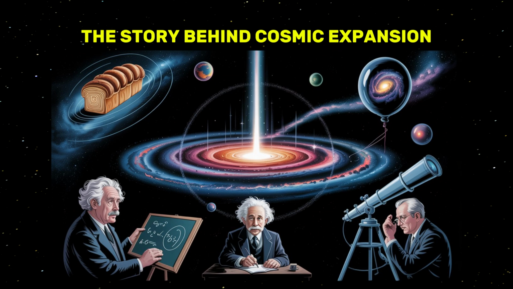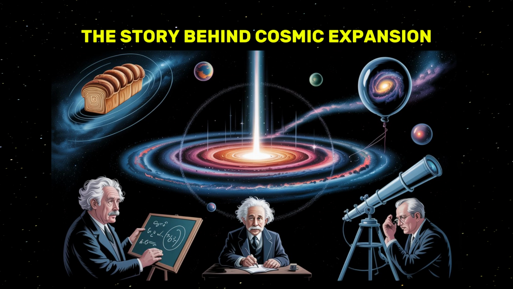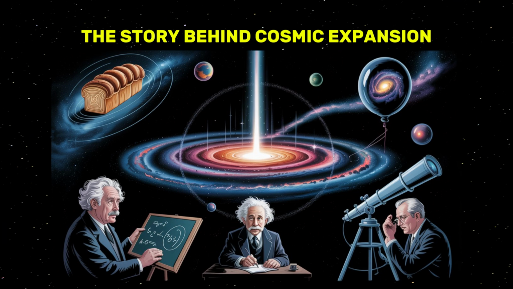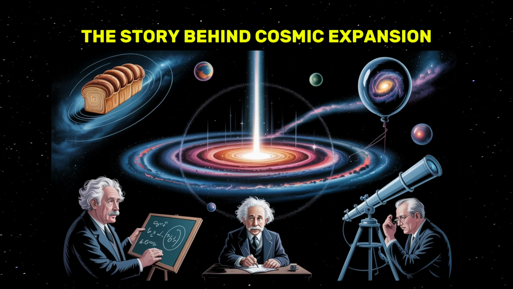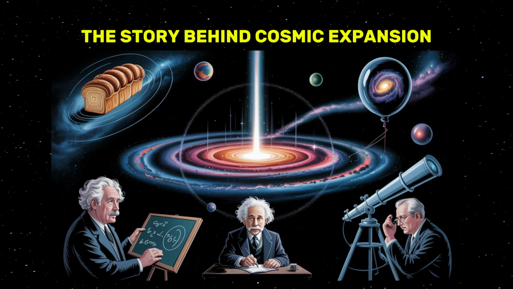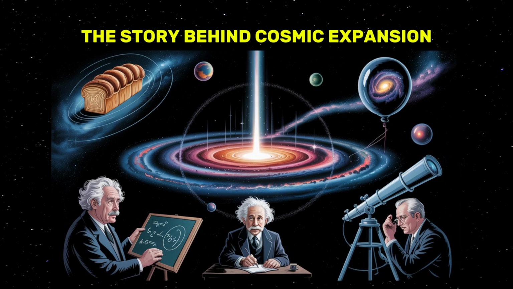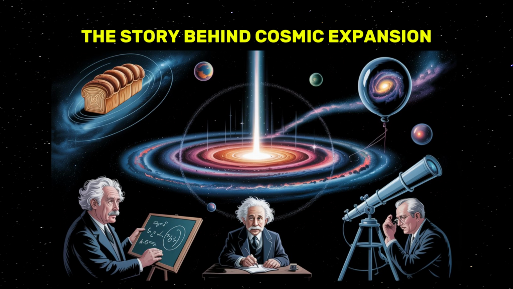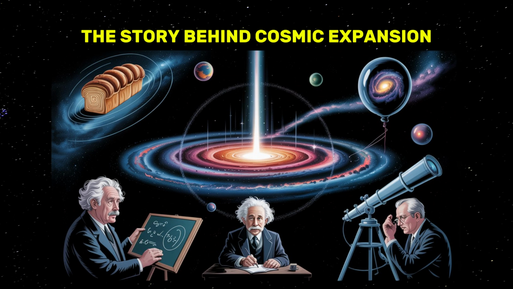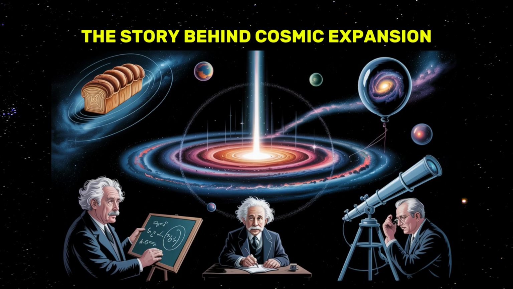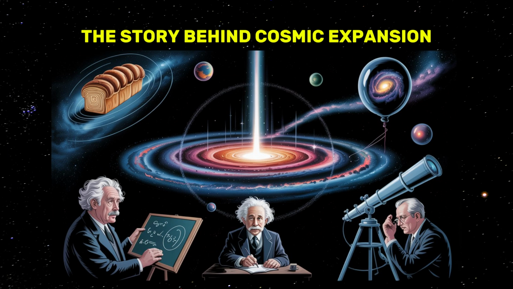To reconcile his equations with this steady-state model, Einstein added a cosmological constant, a tweak that would allow for a static universe. At the same time, Belgian priest and mathematician Georges Lemaître noticed something intriguing in Einstein's equations. In 1927, he proposed a daring idea. The universe was not motionless, but expanding. Lemaître theorized that if we reversed this expansion, everything would converge to a singular starting point, what he called the primeval atom. From this origin, the universe burst into existence.